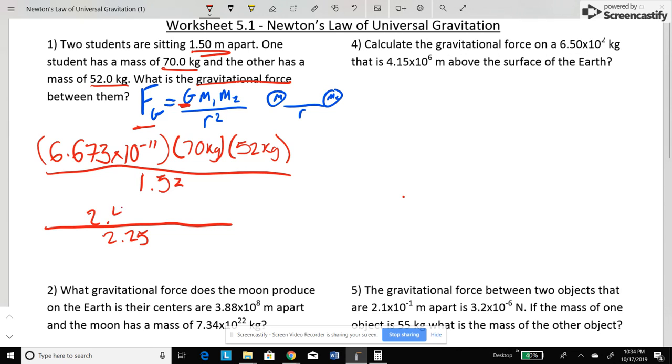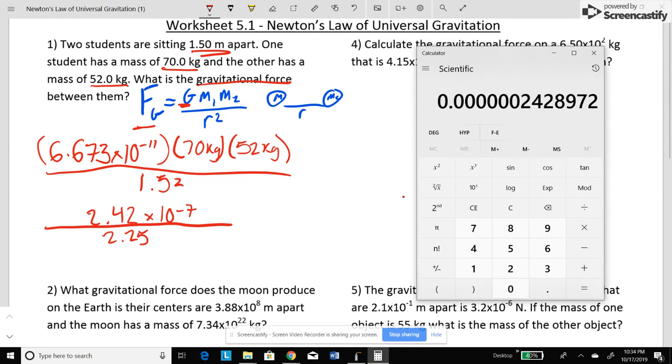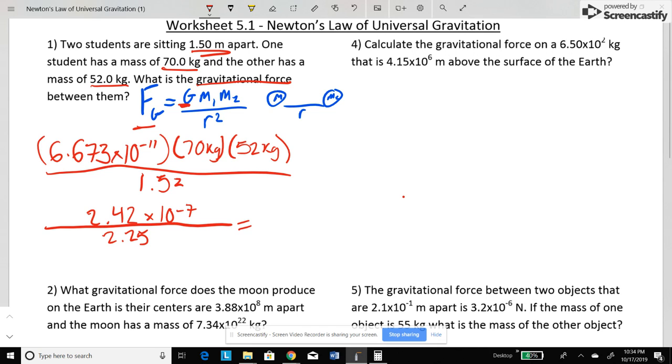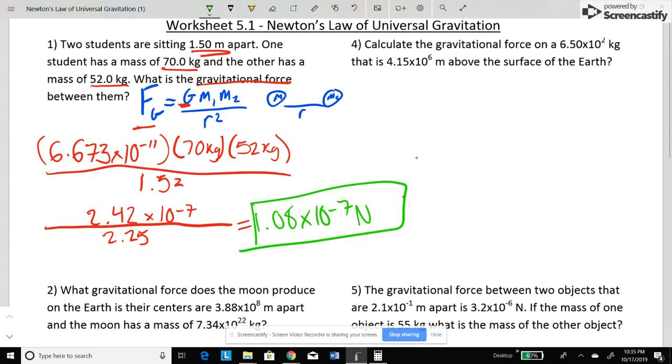2.42 times 10 to the negative 7. And all I have to do is take that number and divide it by 2.25. So my final answer should be 1.079, or actually 1.08 times 10 to the negative 7. So my final answer, my force, is going to be 1.08 times 10 to the negative 7 newtons.